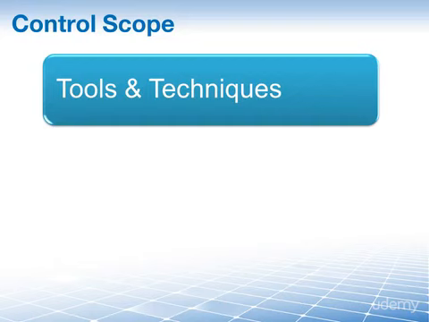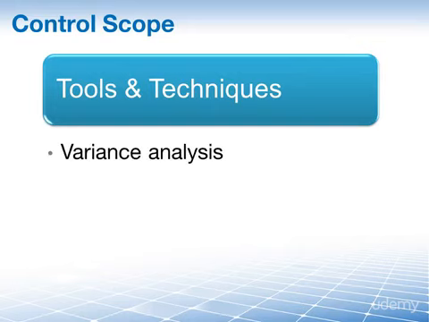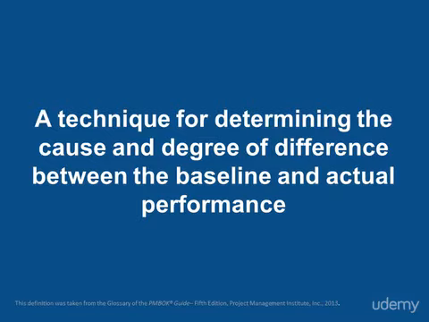And this little example of comparing the number of deliverables planned and completed takes us straight to our tools and techniques, because this example was in fact an application of our one and only tool and technique called variance analysis. The PMBOK guide defines variance analysis as a technique for determining the cause and degree of difference between the baseline and the actual performance. These performance measurements are used to assess the magnitude of variations from the original scope baseline.